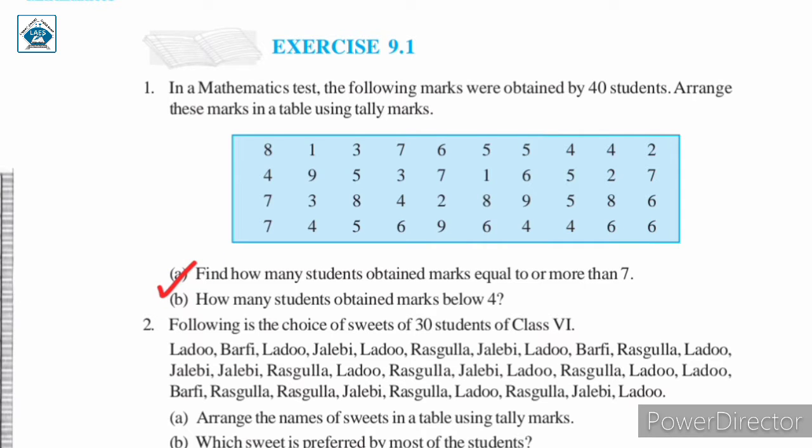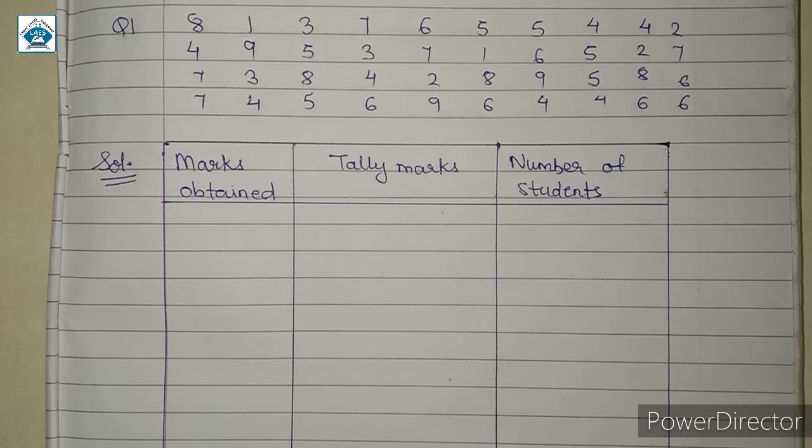First of all, we need to find how many students obtained marks equal to or more than 7. Next, how many students obtained marks below 4. First of all, let us prepare the table using tally marks and then we can easily answer these questions. So let us prepare the table.